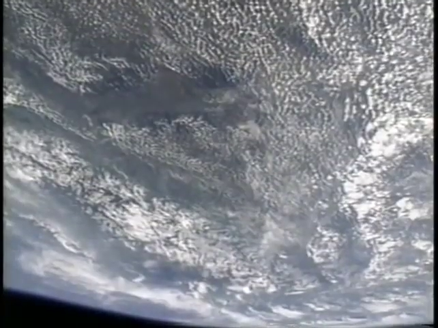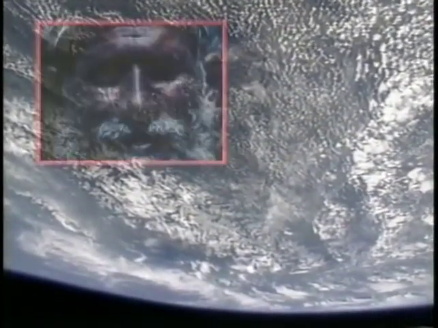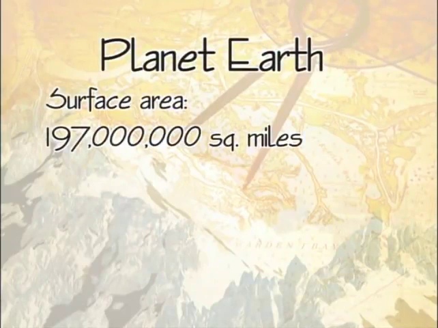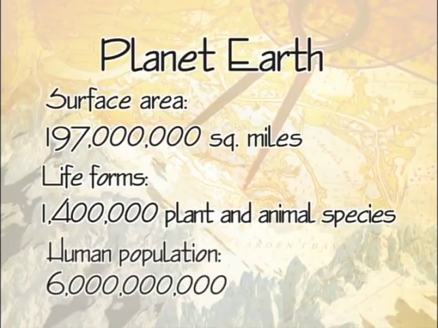Not only is it the study of the Earth's physical features, but geography also includes all of the relationships among everything on Earth. All living organisms, resources, and the climate. Our planet Earth has a surface area of approximately 197 million square miles. Over 1.4 million different species of plants and animals have been identified so far. Just the population of the human species numbers over 6 billion. The Earth is huge, so how do we even begin to study all of it?